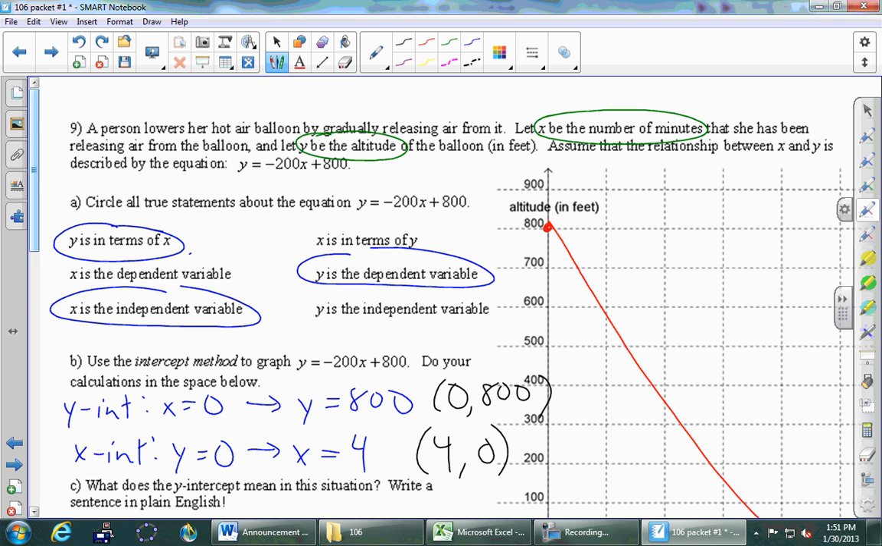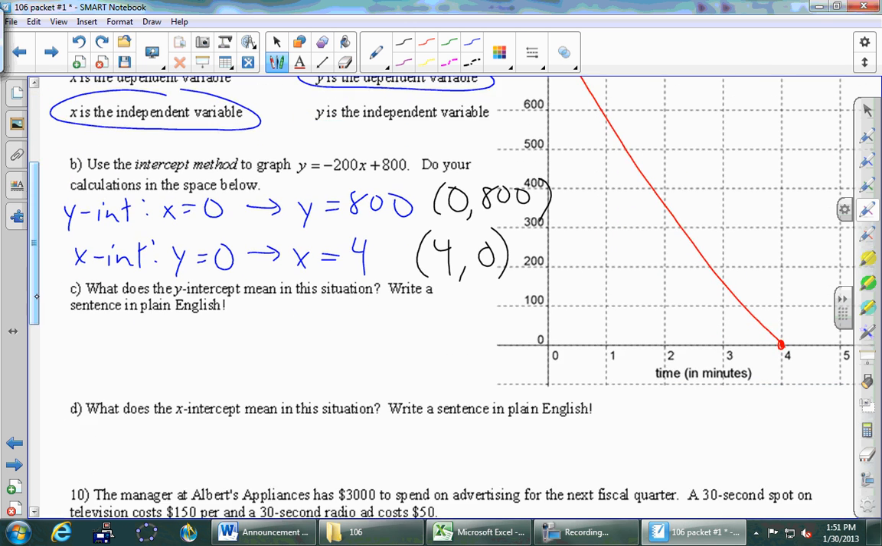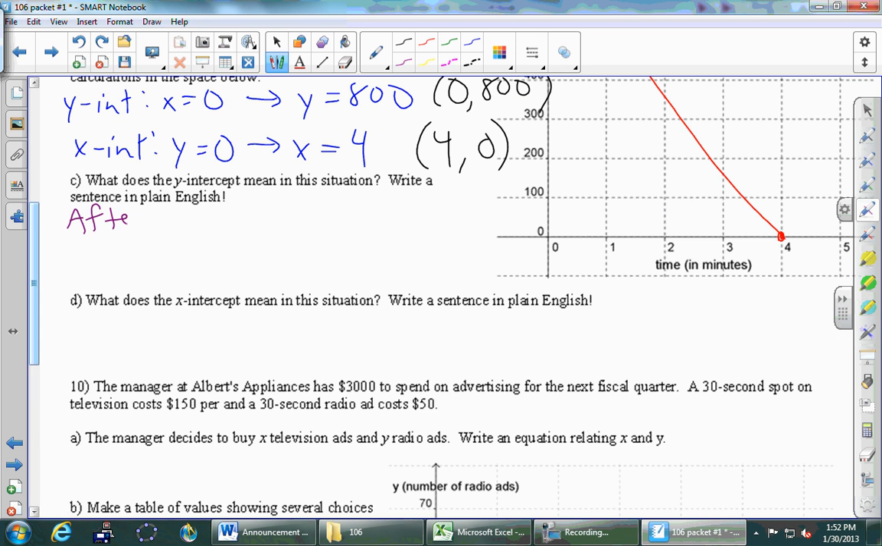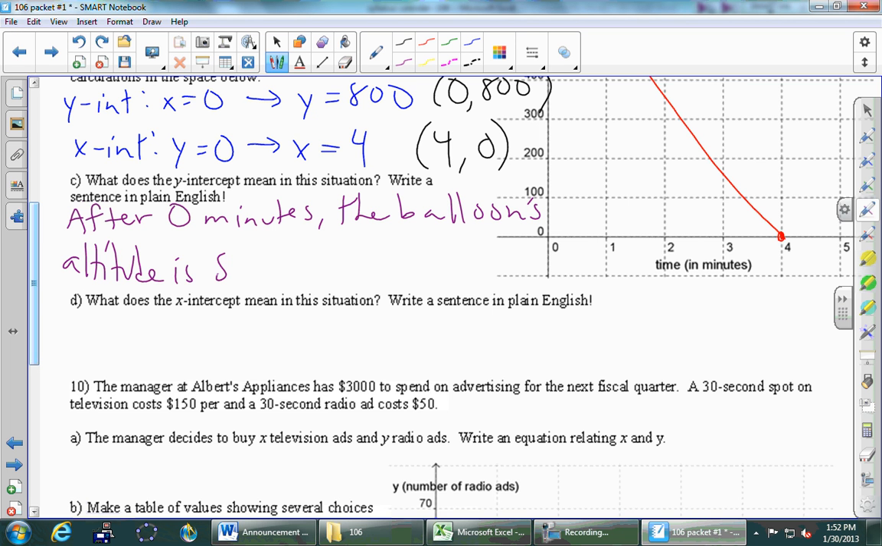Okay, I need to remind myself what is the y. It's the altitude. So the altitude is 800 something. 800 what? Feet. Altitude is in feet. So after 0 minutes, the balloon's altitude is 800 feet. And we can write that. Yes, Sam. Yeah, the y-intercept is the height at which she starts releasing air from the balloon.